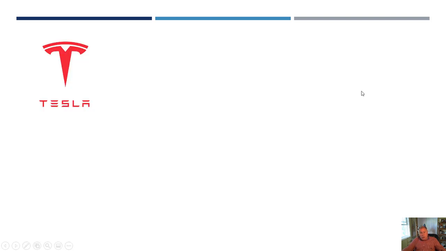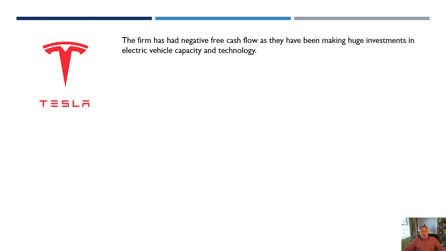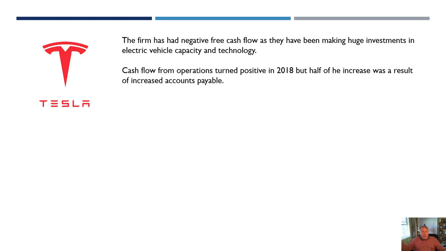So what my conclusion is, the firm has had negative free cash flow as they've been making huge investments in electric vehicle capacity and technology. They're making an investment. They haven't gotten a return on that yet. Cash flow from operations turned positive in 2018, but half of the increase was a result of increasing accounts payable, what they owed others. This is a sign that liquidity is very tight.